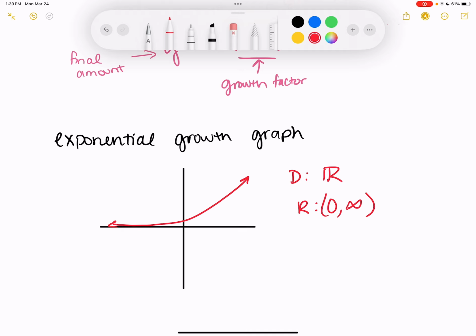So, wait, what does the R stand for? Range. So it's basically domain is the x values, the range is the y values. And notice it's a parentheses around 0 because it can never actually cross 0. It can just get really, really close to it.